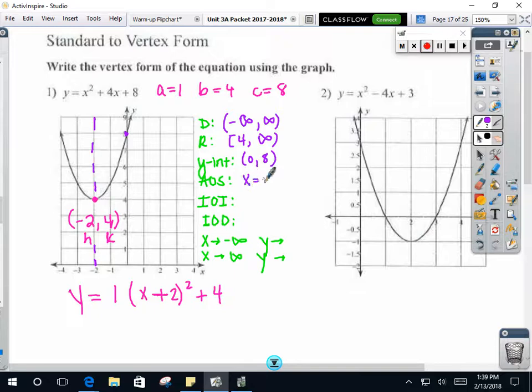X equals negative 2, because it's an equation of a line. So a vertical line starts with x equals instead of y equals. And since it's a vertical line that cuts through the x-axis at negative 2, you put x equals negative 2.